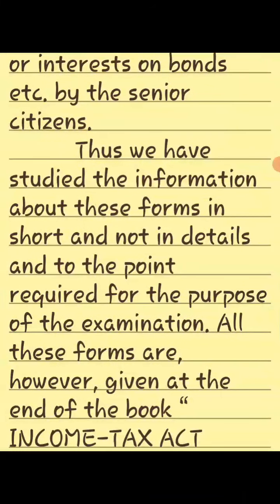Thus, we have studied the information about these forms in short and not in detail, and to the point required for the purpose of examination.